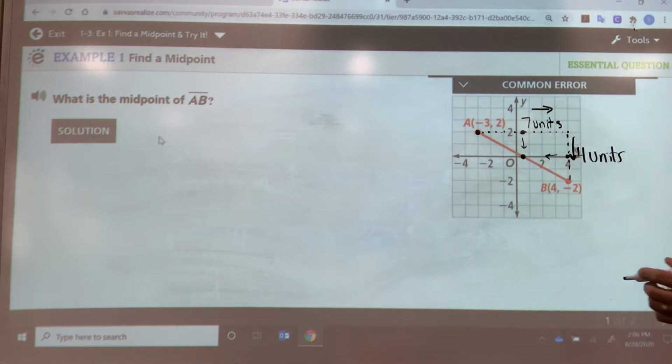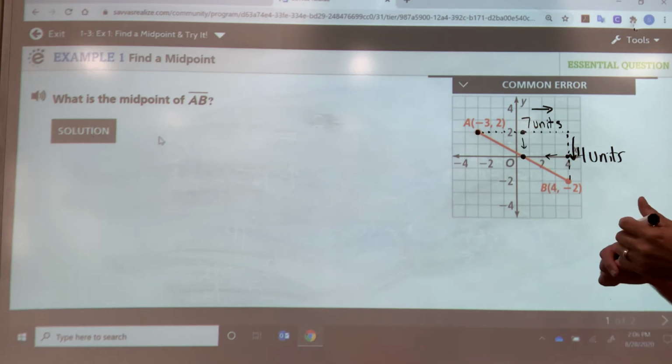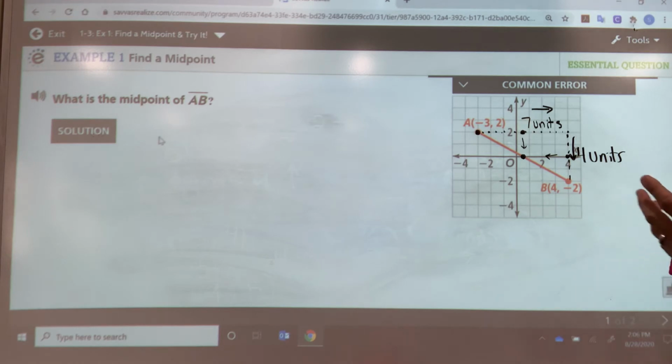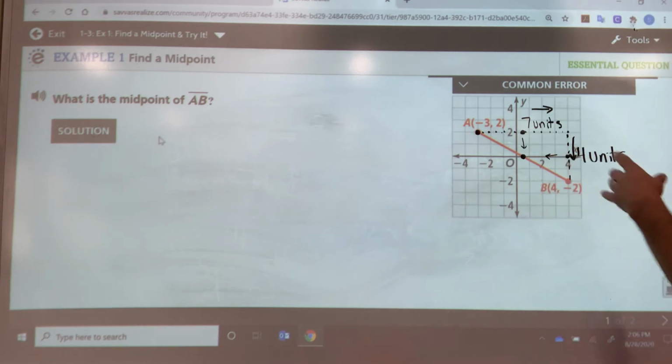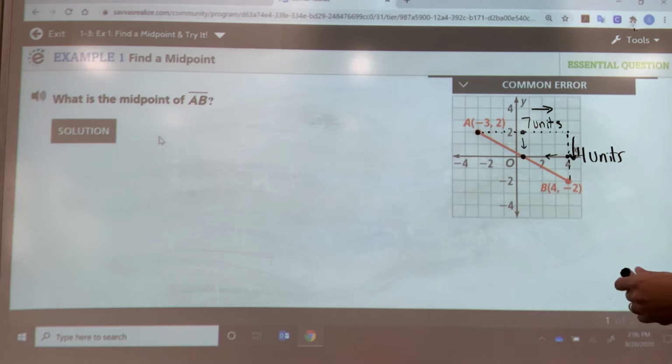That is my midpoint. So what I did was I found the halfway point between both sets of values, and then I divided them, or found both sets of values, and then found the halfway point. So let's look at that numerically, what I did.